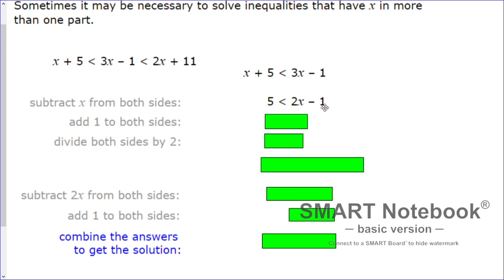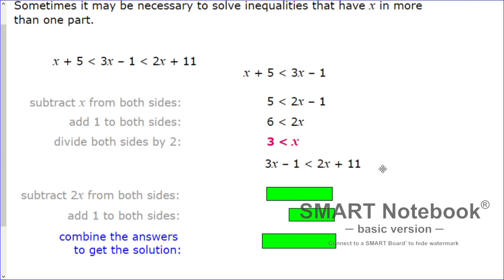Then, same as before, add 1. 6 is less than 2x. And lastly, divide by 2. So, x is greater than 3. Okay, we've got x on the right, but x is greater than 3. Anything bigger than 3 will satisfy the first inequality. Now we're going to deal with the second one over here, 3x minus 1 and 2x plus 11. This one. We're going to do 3x minus 1 is less than 2x plus 11.